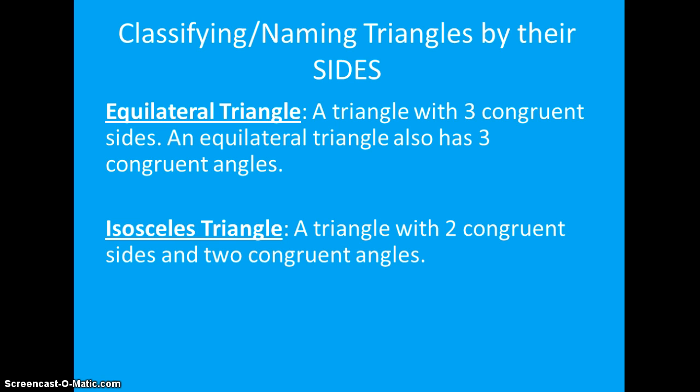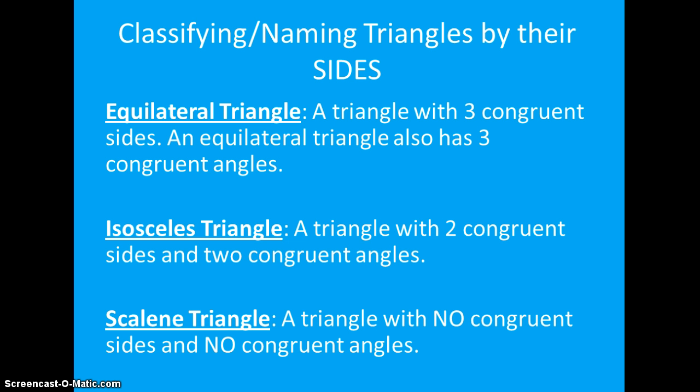An isosceles triangle is a triangle with 2 congruent sides, so 2 of the sides have the same measure, and it also will then have 2 congruent angles. A scalene triangle is a triangle with no congruent sides and no congruent angles. So again, scalene means that none of the sides are the same measure, and none of the angles are the same measure.